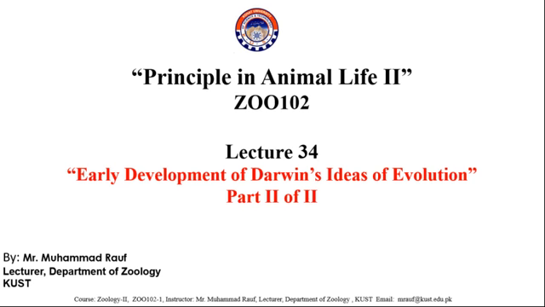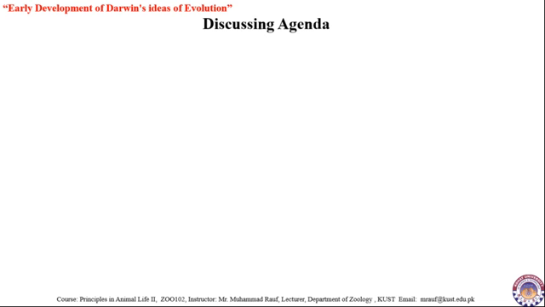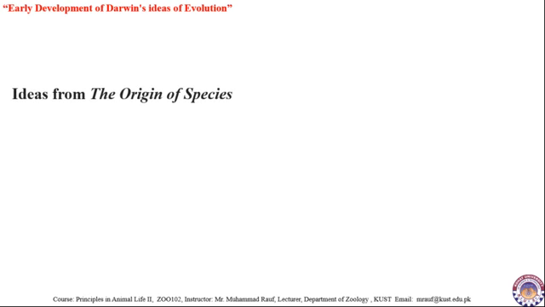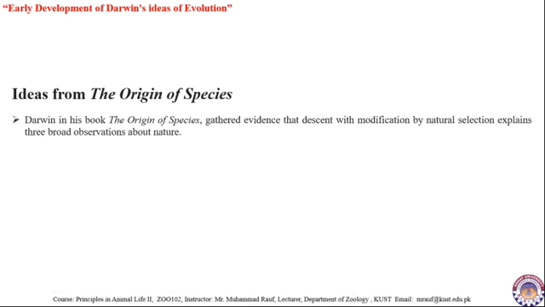This is the second part of lecture number 34. The topic is early development of Darwin's ideas of evolution. The discussion agenda for the topic is ideas from the Origin of Species, descent with modification. Lecture outcome: after watching and listening to this lecture, students will know about the early development of Darwin's ideas of evolution. Ideas from the Origin of Species.